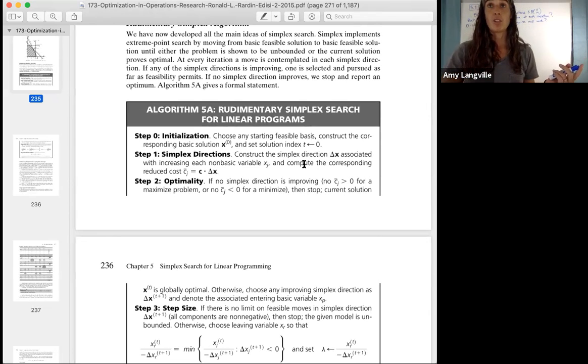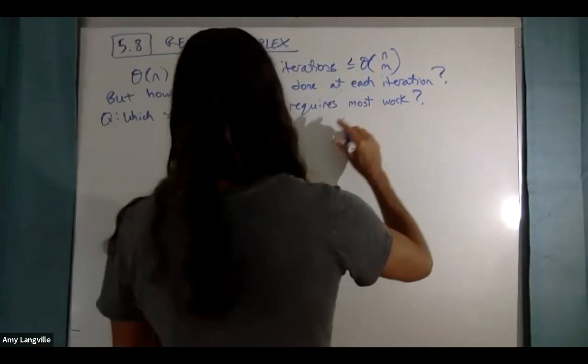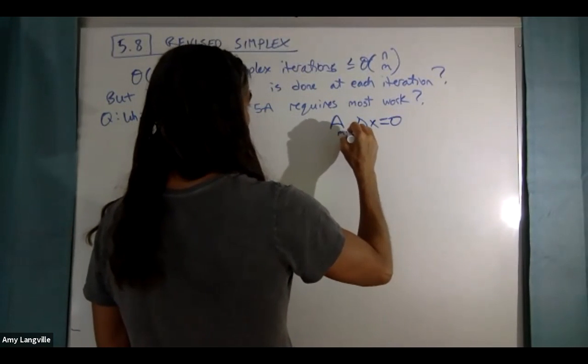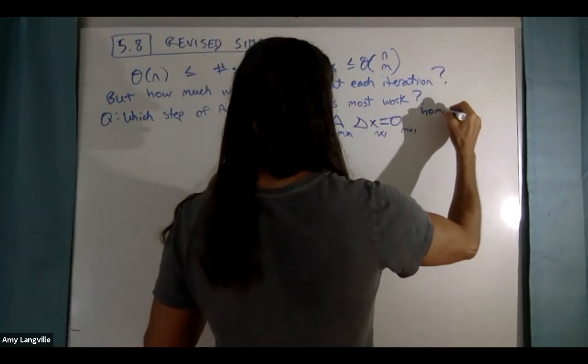To maintain feasibility, we just need to solve this system, A delta x equals 0. That's going to be a linear system, a homogeneous linear system, right? Where A is n by n, delta x is n by 1. So that's the most significant amount of work. Think about that, because hopefully you remember from your linear algebra, solving a linear system. So solving A delta x equals 0, n by n, n by 1, n by 1 vector, homogeneous linear system.